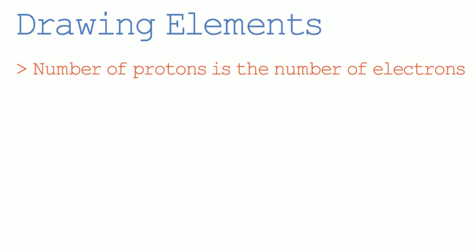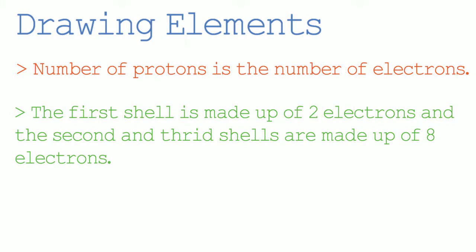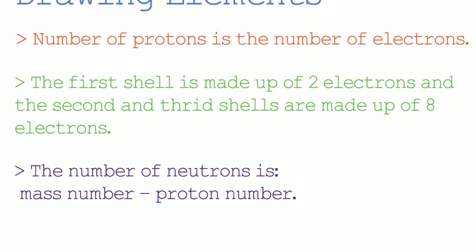In the exam, you are expected to be able to draw out any of the first 20 elements. In order to do this, you need to follow these steps. The number of protons is the number of electrons, and this is so that the element has a neutral charge. The first shell is made up of 2 electrons, and then the next 2 shells are made up of 8 electrons. The final key piece of information to know is that we find out the number of neutrons by doing the mass number minus the proton number.